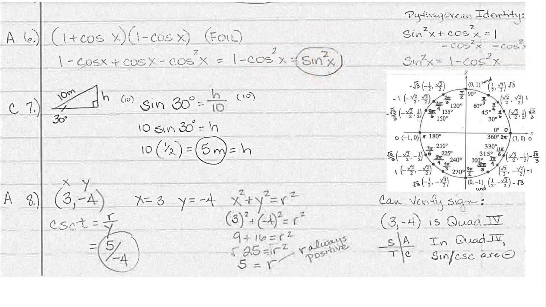7 says a 10-meter line is used to tether a helium-filled balloon. All right, so here's our 10-meter line. We're tethering it to the ground right here. Our balloon's going to be up here.